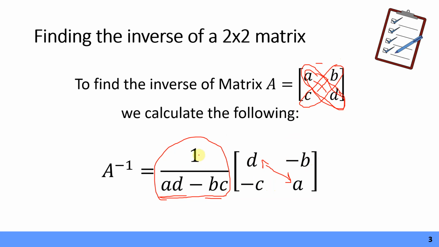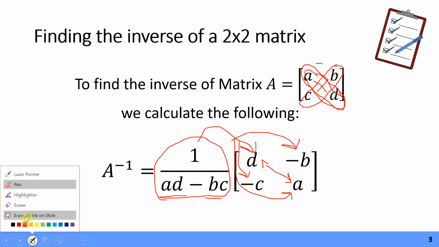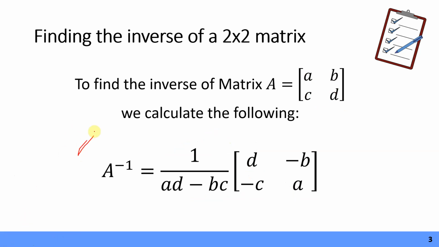Of course, once you find this fraction, you are going to have to distribute it into every single one of the elements inside your modified matrix. I know this might make no sense, so don't worry, we're going to do an example right now. But you do have to know this little formula here. You're going to use it anytime you want to find the inverse of a 2x2.